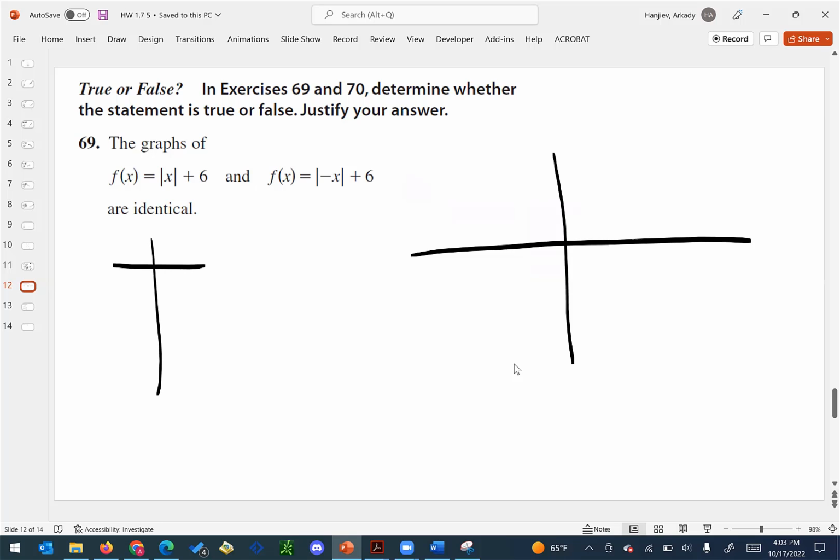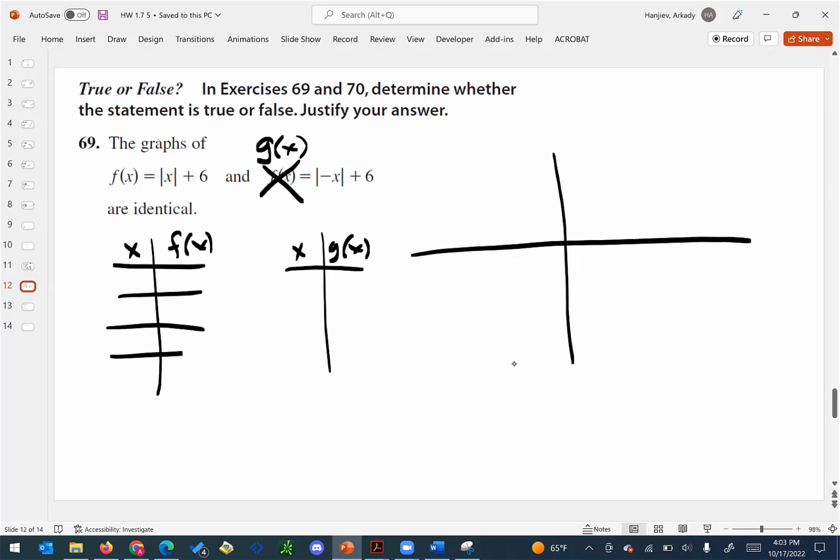The only thing I don't like about this problem is that they're both listed the same. We should not have graphs with the same name. So I'm going to change this one to g of x. So x, f of x, and then we can actually add a third category. The two different functions.